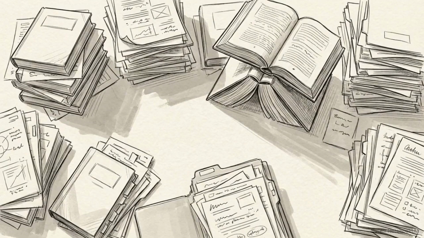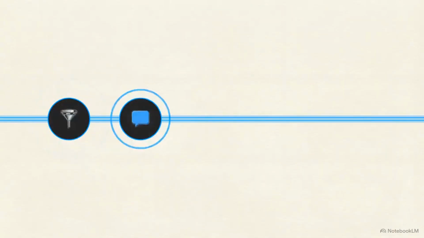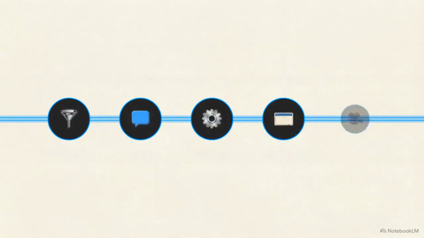The tutorial is complete. You have moved from a collection of raw documents to a polished PowerPoint deck and a high-fidelity video overview. Remember the 5 sequential steps of this automated workflow: ingest, chat, refine, export, and video.